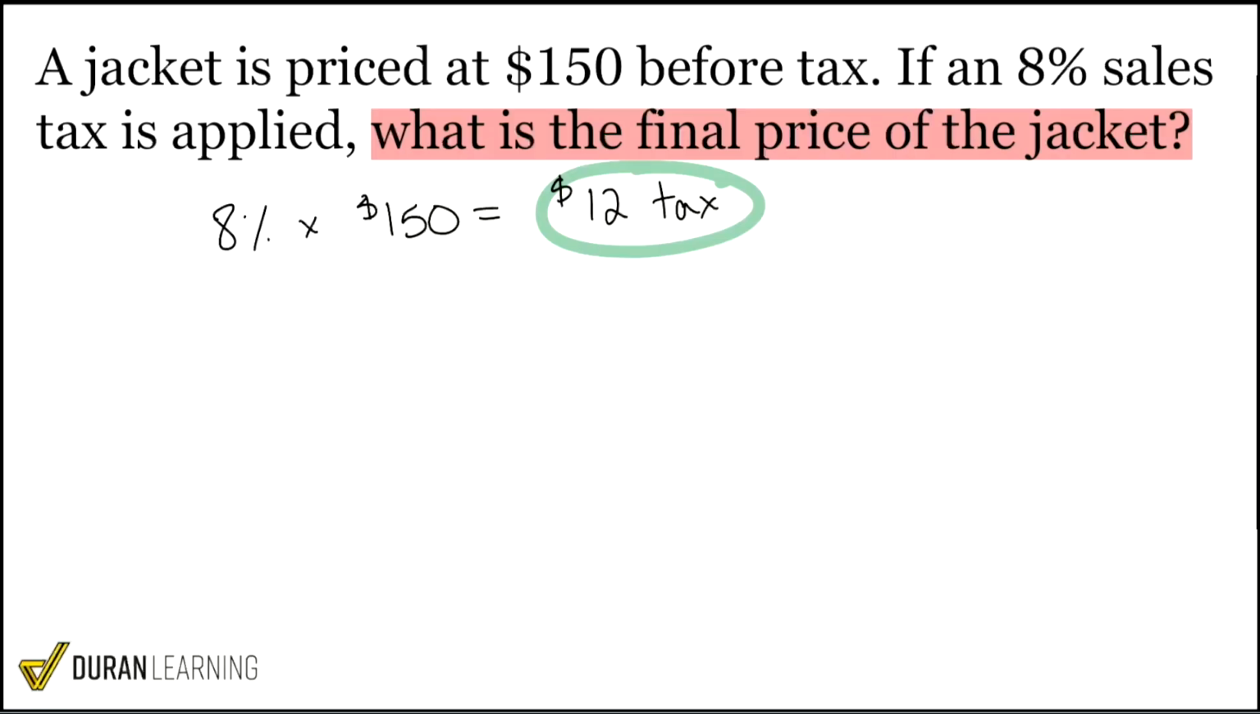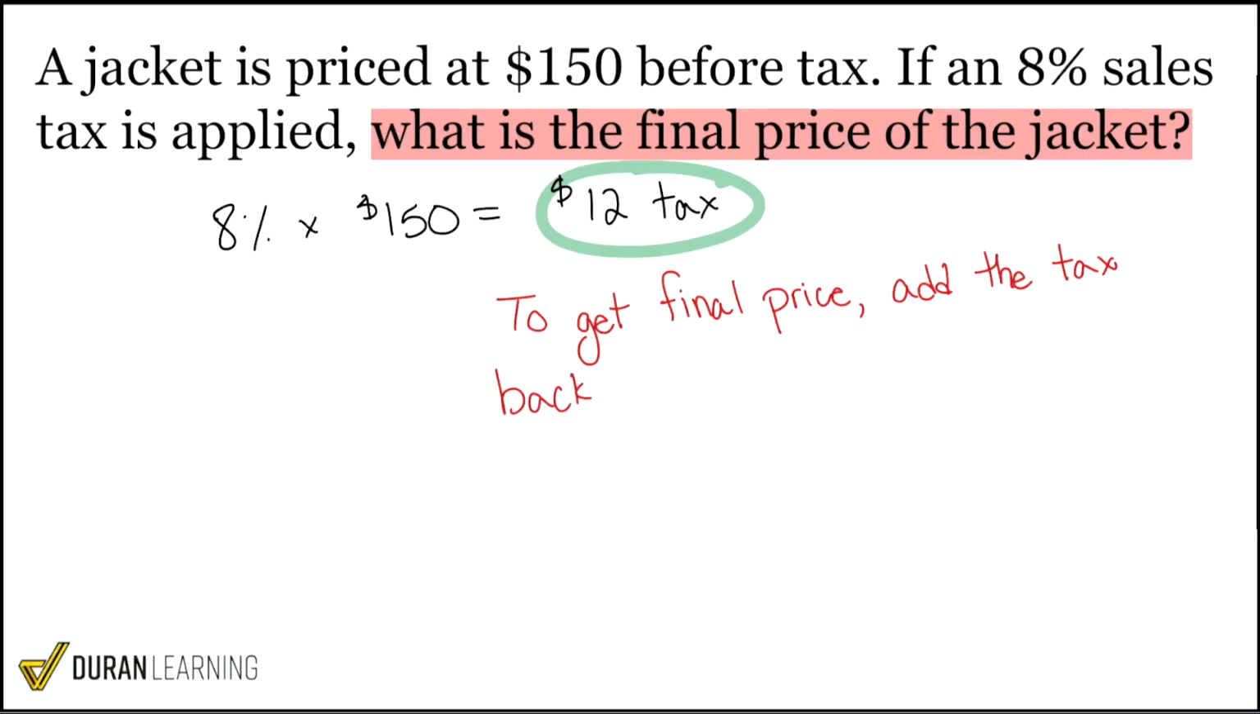What do we do with that? Yeah, exactly. To get the final price, all we've got to do, my party people, is add the tax back to the original price. Add it back to the original price.